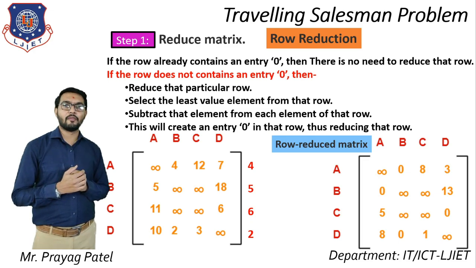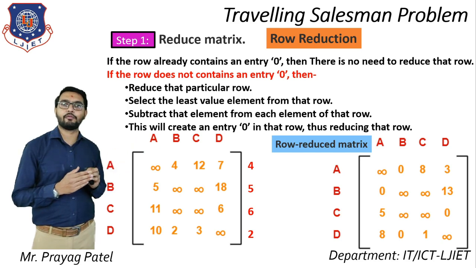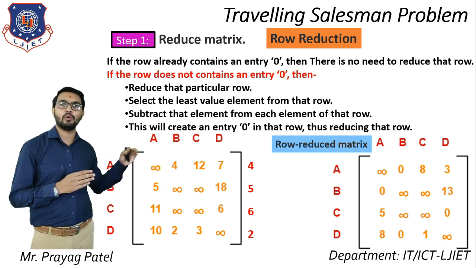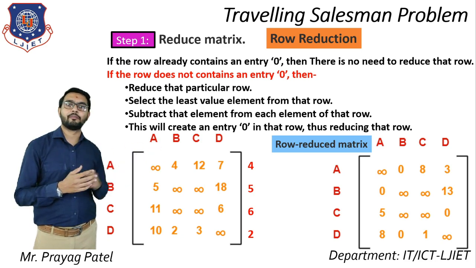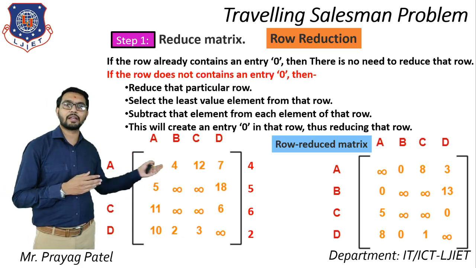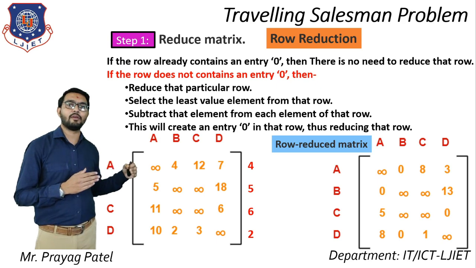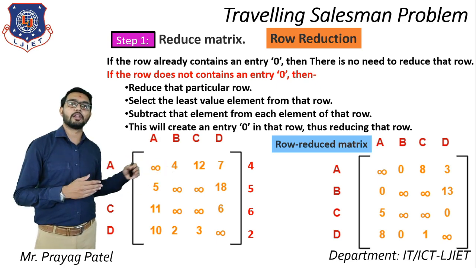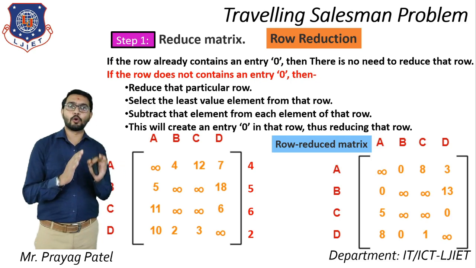In the first row the minimum value is 4, so subtract the value 4 from the first row. Then the first entry is infinity, then 4 minus 4 equals 0, 12 minus 4 equals 8, 7 minus 4 equals 3. For the second row, subtract 5, so the values are 0, infinity, infinity and 13. For the third row C, subtract 6, so here we have 5, infinity, infinity and 0. And for the fourth row D, subtract 2. So the last row is 8, 0, 1, infinity, as the row reduced matrix.